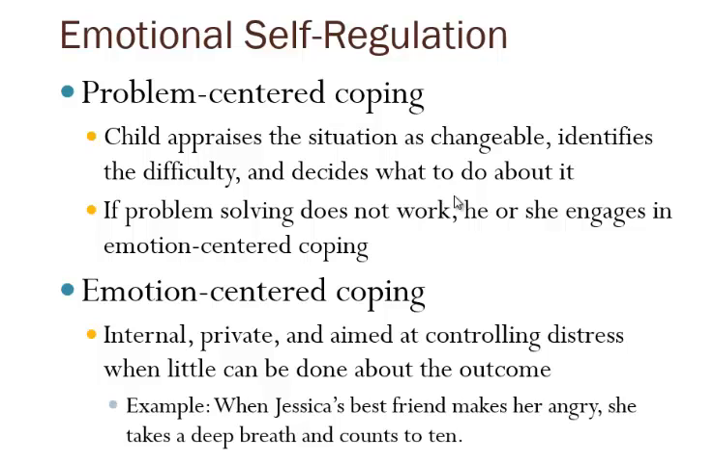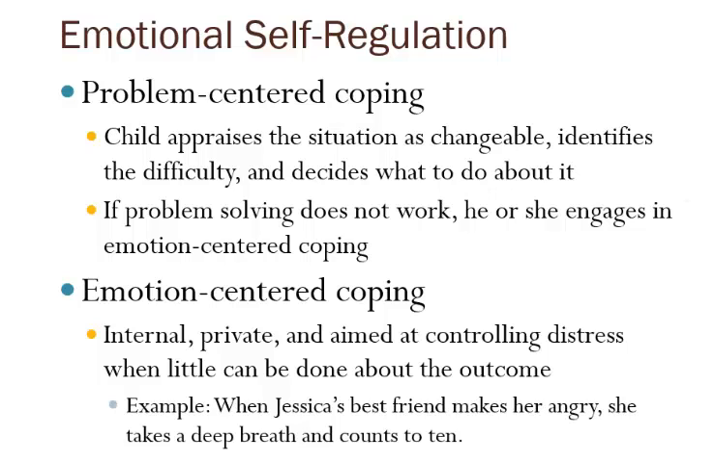Can I make up? Can I speak to my friends? Whatever it is. But then, if that doesn't work, the child may turn to emotion-centered coping, which is internal and private and aimed at controlling the distress. So, for example, you may not be able to solve the problem externally, but you are able to figure out a way to cope with it. When I feel bad about my friend being angry at me, maybe I think of other things. Maybe I do other things to replace the value of that friend, or something to that effect.